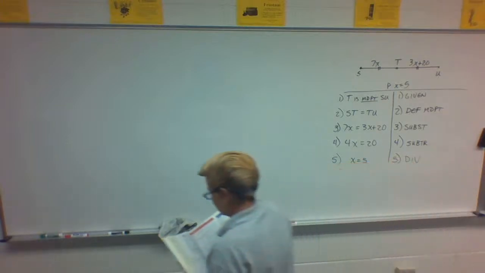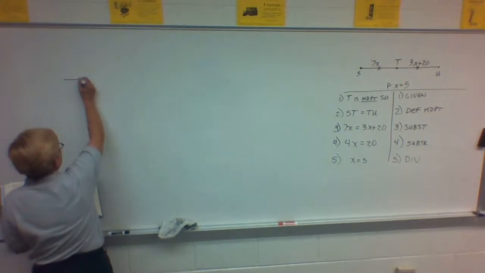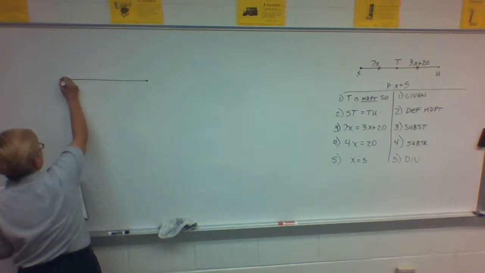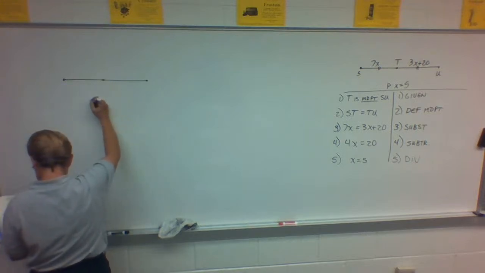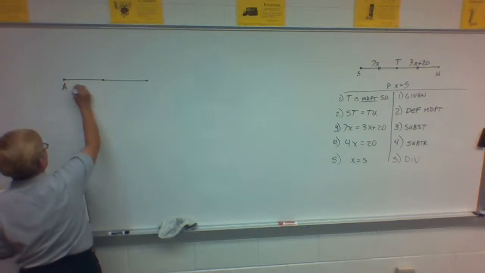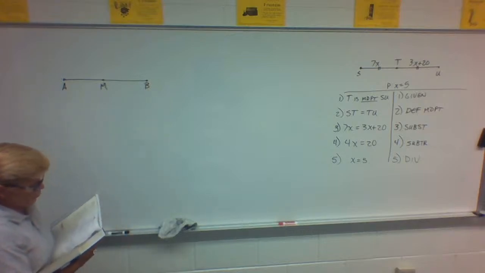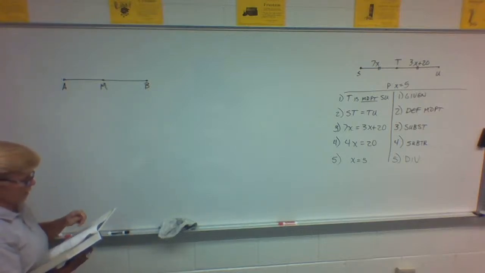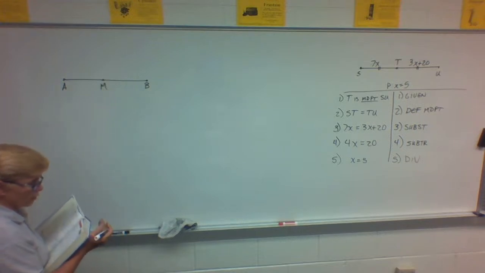I have only one segment with an M in the middle. So here's my diagram. Very much like this one on the right, except we're going to prove something different with it. And I've got A, M, and B. Please notice that even the author of the book does not mark AM equals MB, even though we were given that M is a midpoint. You do not mark it unless you have an equality statement.